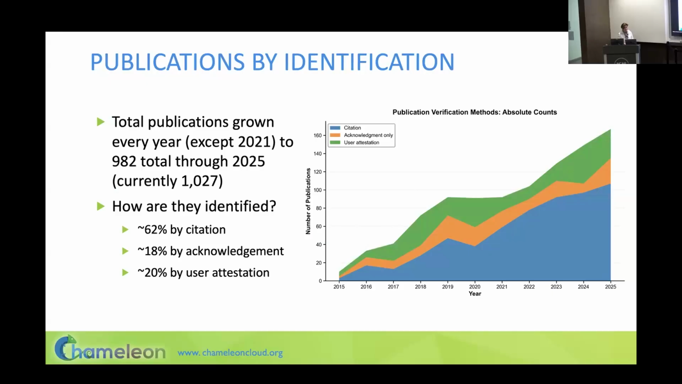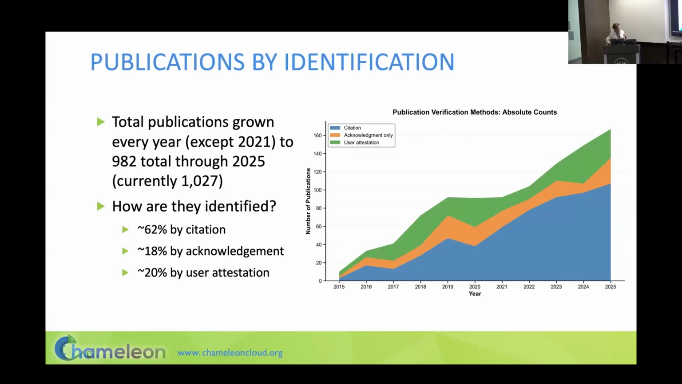So how many publications do we have? Till the end of 2025, we've had 982 publications. At this point, we have over 1,000 publications that we know of. This is a lower bound, and like I said, a strong lower bound, because we really want to make sure that the publications we count in this number were actually produced using Chameleon.